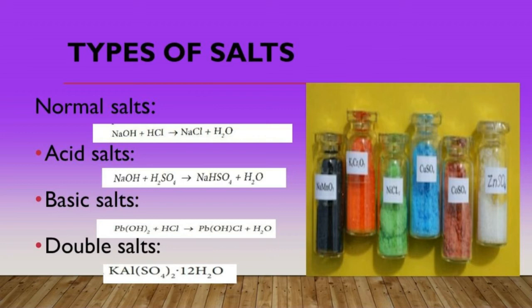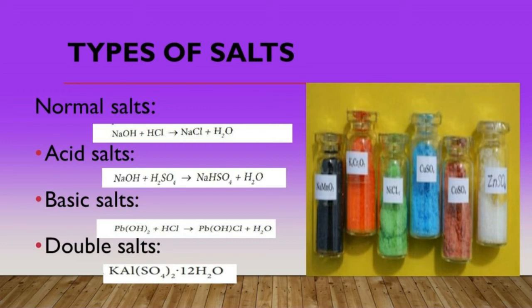Types of salt. First one, normal salt. A salt which is obtained by the complete neutralization of an acid or a base. For example, NaOH plus HCl gives NaCl plus H2O. That means when an acid reacts with a base completely, it will give salt plus water.